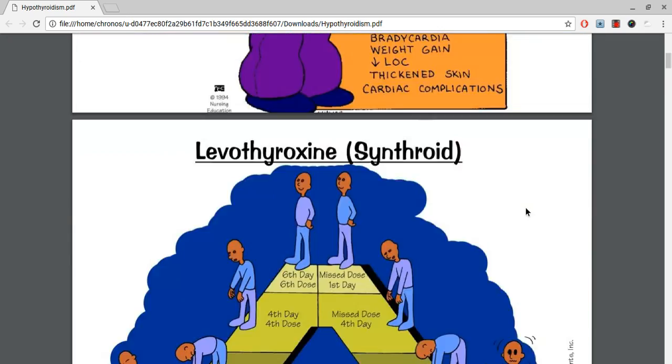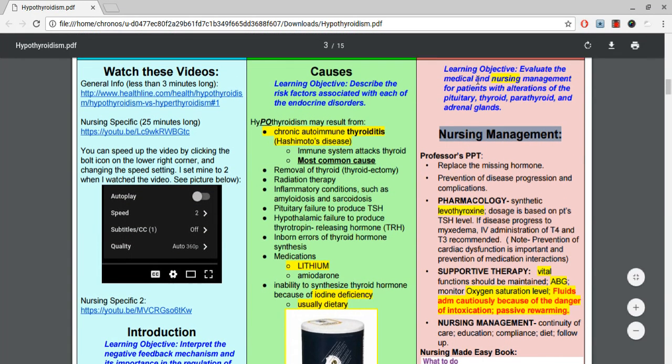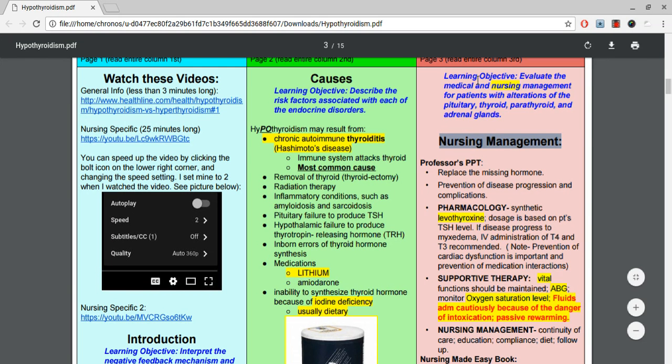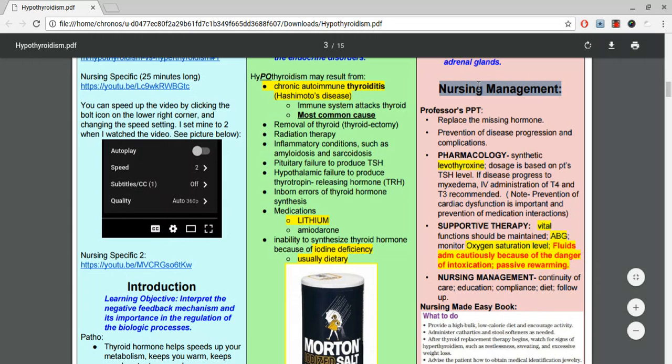All right, now let's go on to nursing management. And remember, keep this learning objective in mind that you need to know the nursing management for this patient, okay? And as nurses, this is what's most important for you to know, okay? Of course, causes, signs, and symptoms are really important as well, but also know what you're supposed to do, okay? So, this is what the professor said. You're going to replace the missing hormone, you're going to prevent the disease from progressing, and you're going to try to prevent the complications.